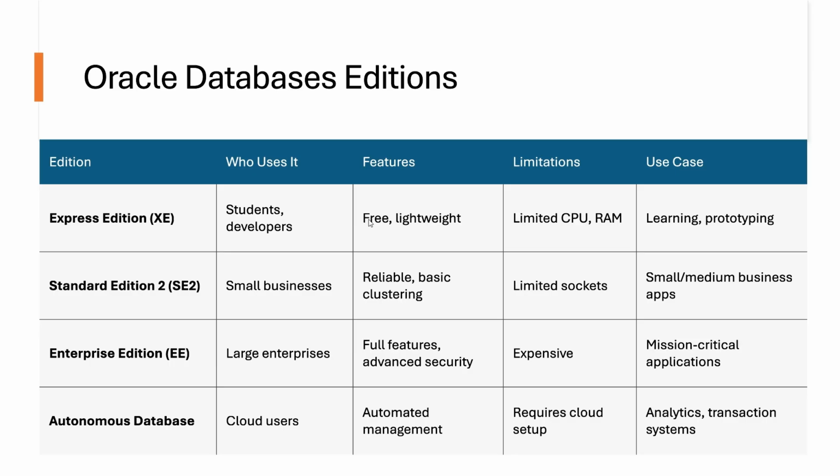So that is the Express edition. If it is for lightweight or development purposes, you can use this Express edition. CPU and RAM have limitations. It can support 2 GB of RAM, 2 CPUs only, and a maximum of 12 GB of data storage.